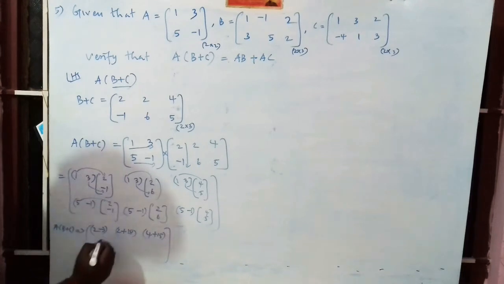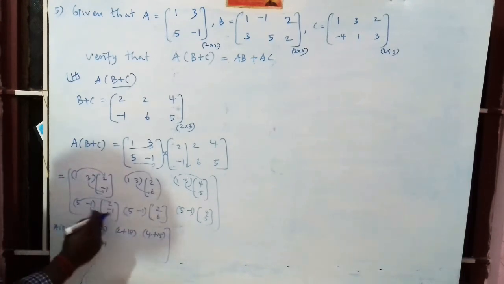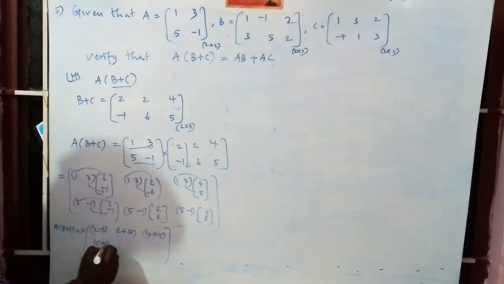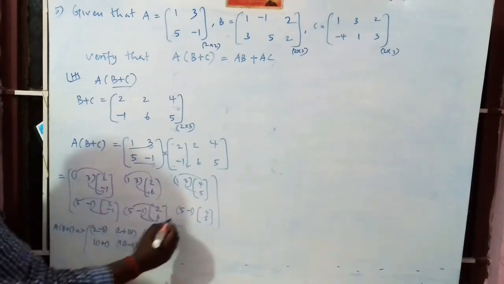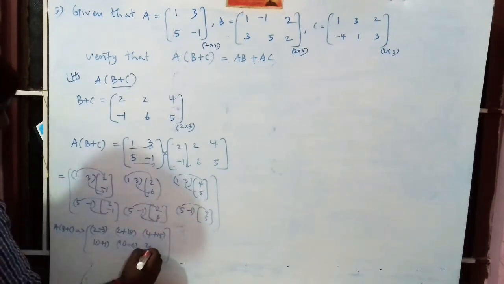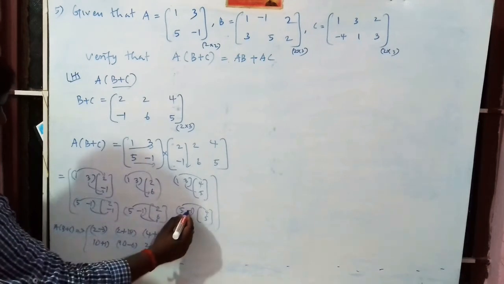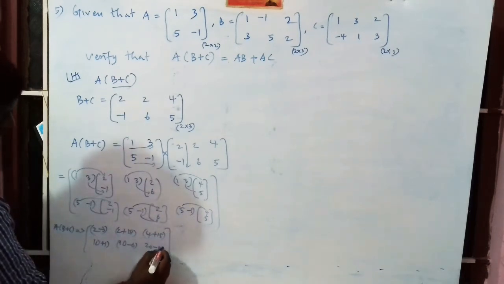Now 5 into 2 equal to 10. Minus 1 into minus 1 equal to plus 1. Minus plus 1 into 1 equal to 1. 5 into 2 equal to 10. Minus 1 into 6 equal to minus 6. 5 into 4 equal to 20. Middle value minus. So minus 1 into 5 equal to minus 5.